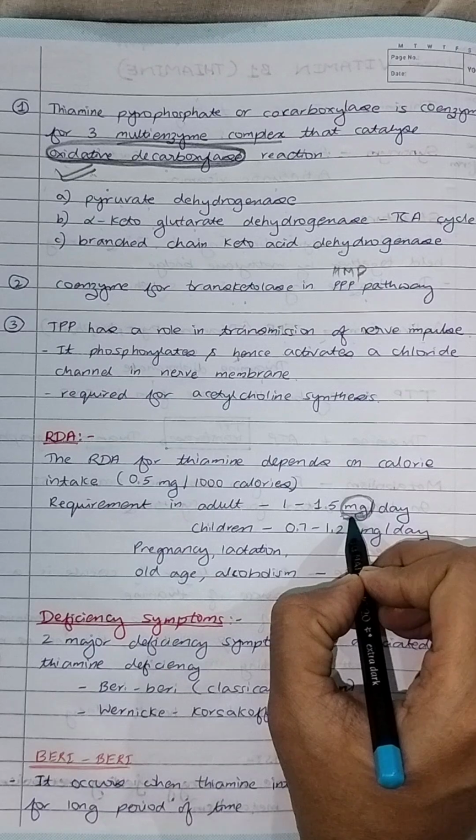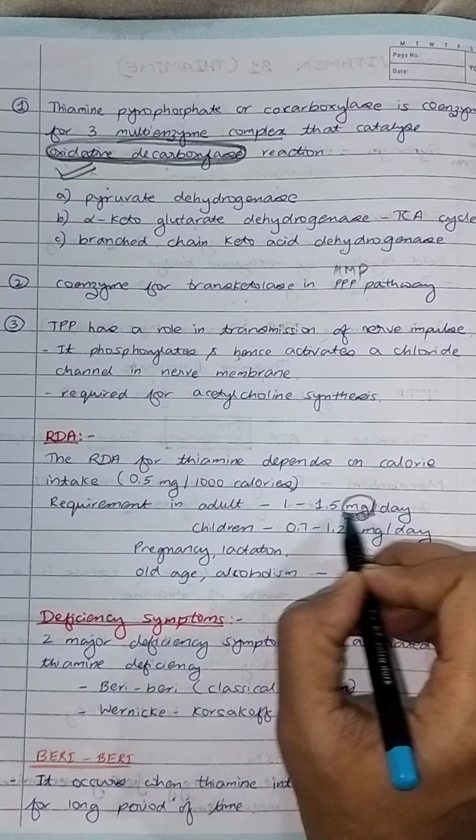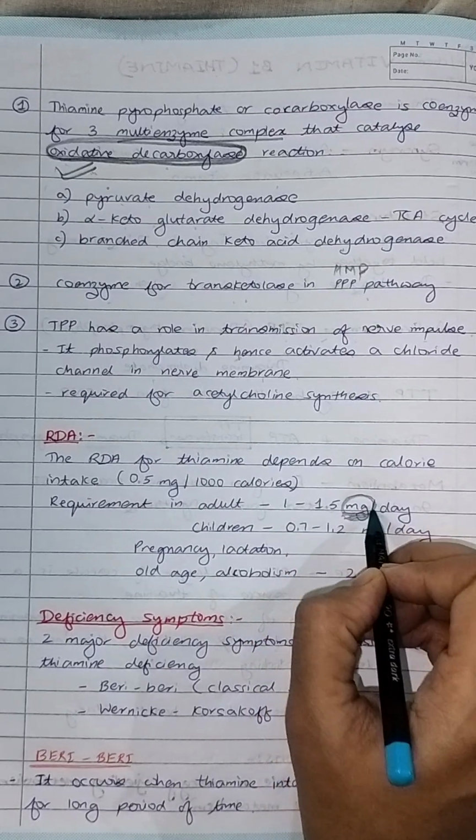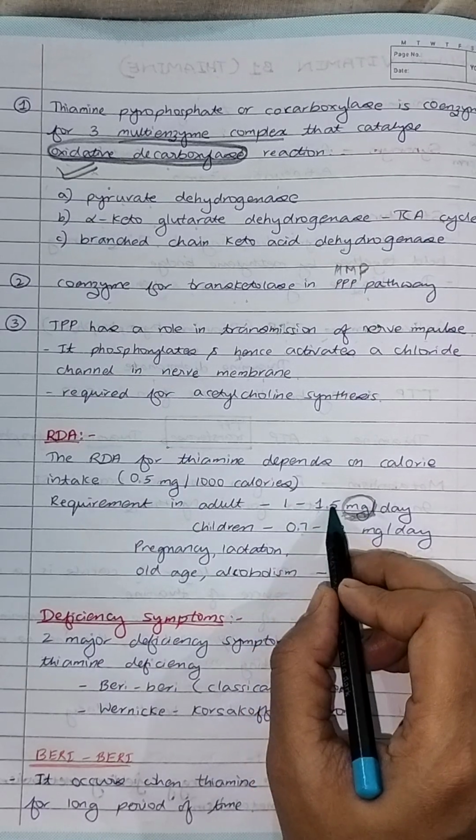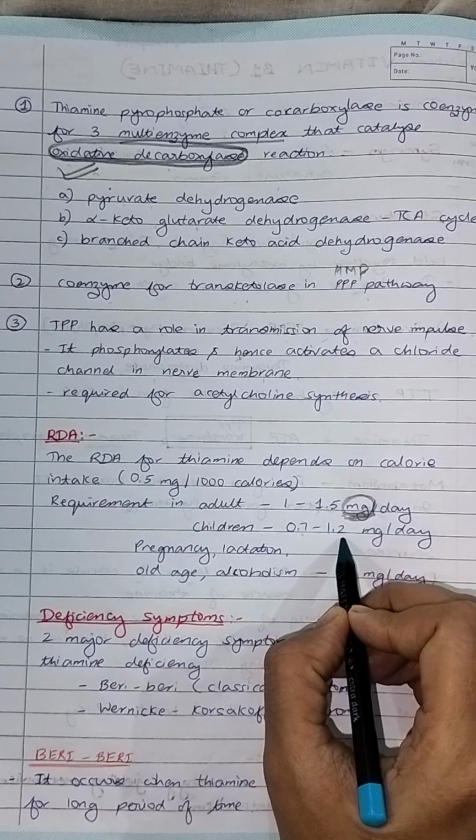So the first, it is required in milligram quantity. You can write 1 milligram or 1.5 milligram. For children, 0.5 to 1. In adults, 1 to 1.5, and 0.5 to 1 for children. You can remember like this.